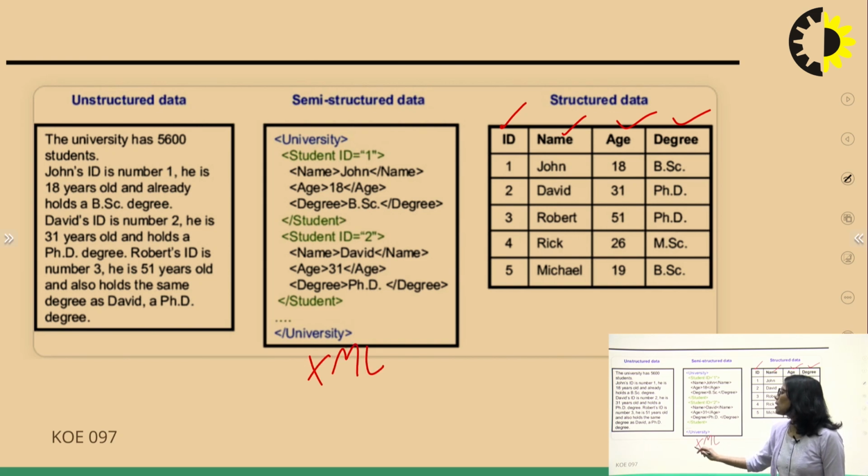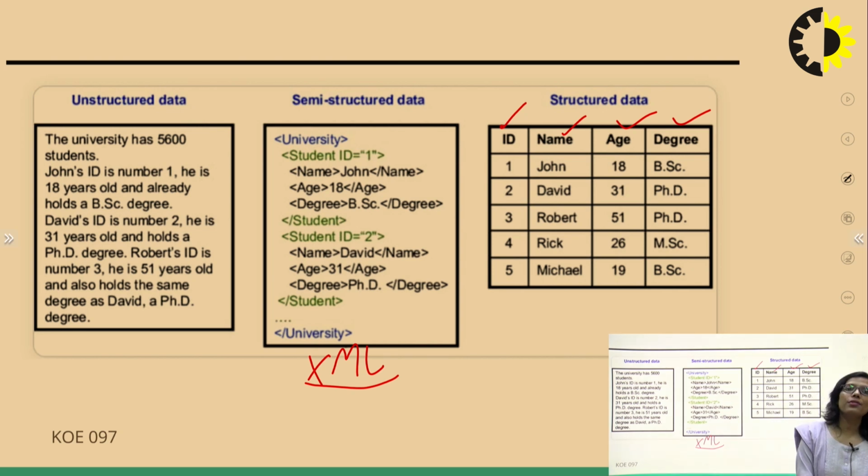In XML, we are using user-defined tags. That is, I have a university, then I have a student tag, then I have a name tag, age and degree. Similarly, I can do more. So this is an example of your semi-structured data.